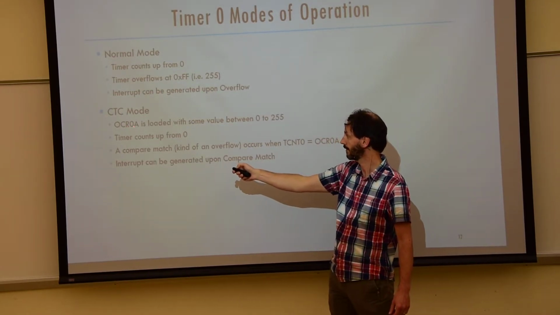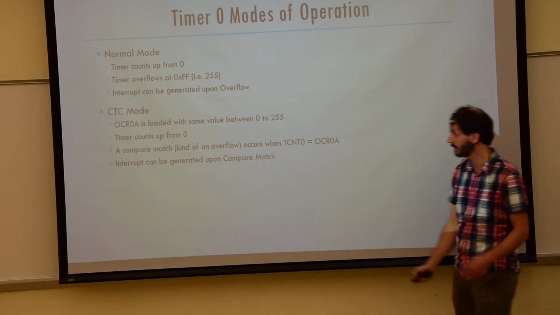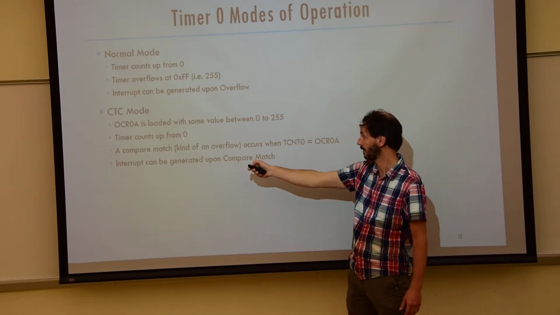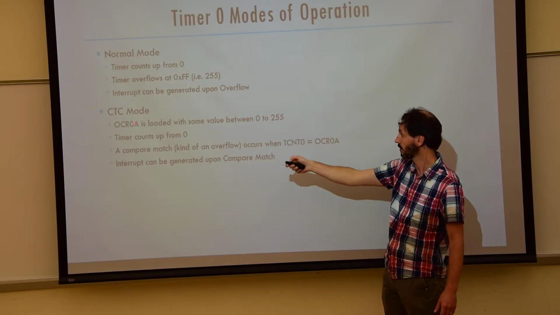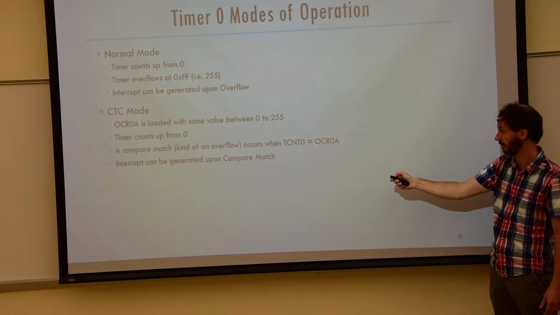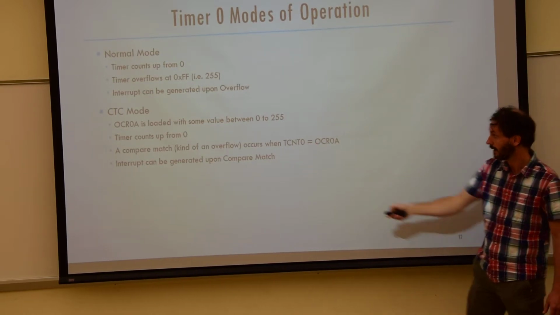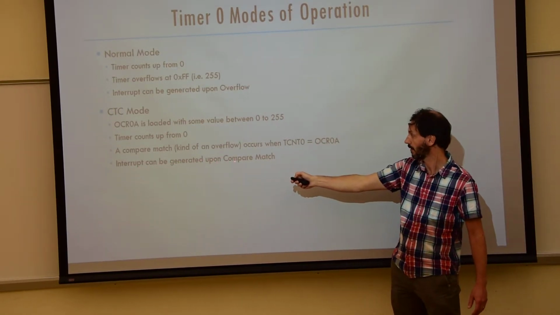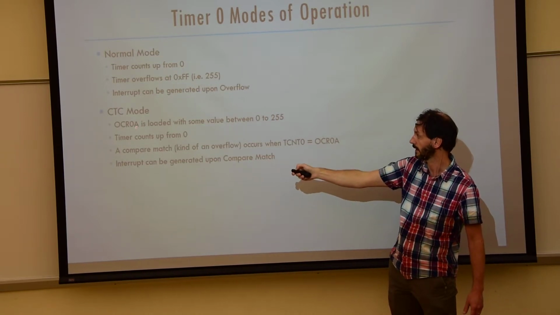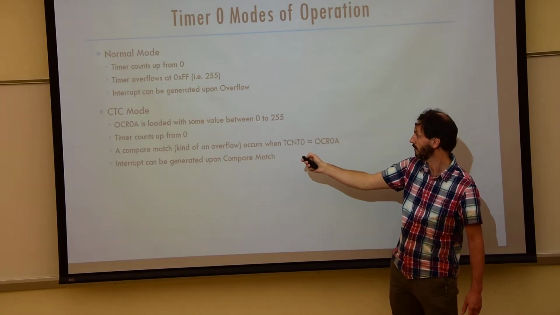The CTC mode is a different mode. Here the OCR0A is loaded with some value between 0 and 255, and the timer counts up from 0. Then on a compare match with that register OCR0A, an interrupt can be generated upon the compare match, and also the counter can be reset and cleared to its initial value of 0.